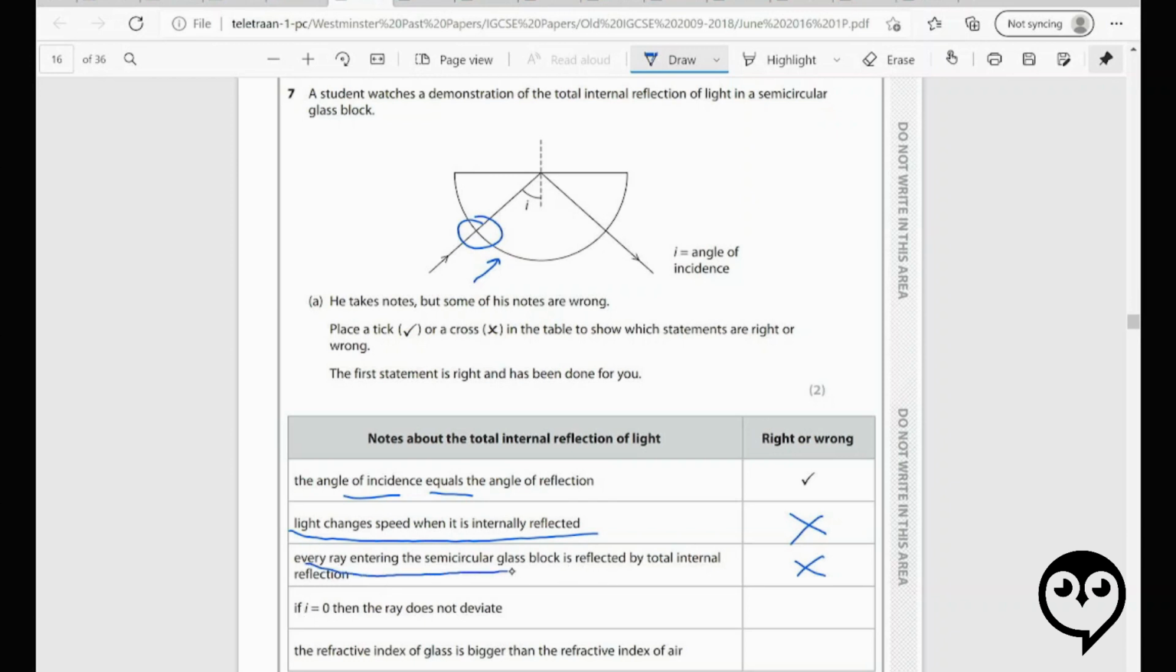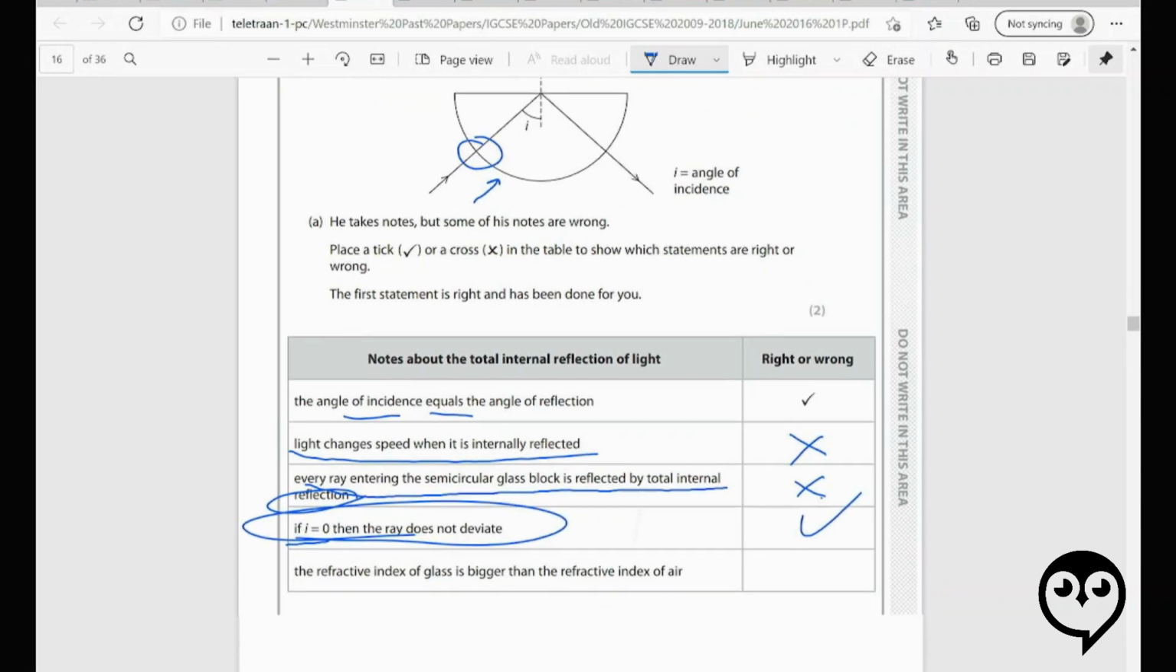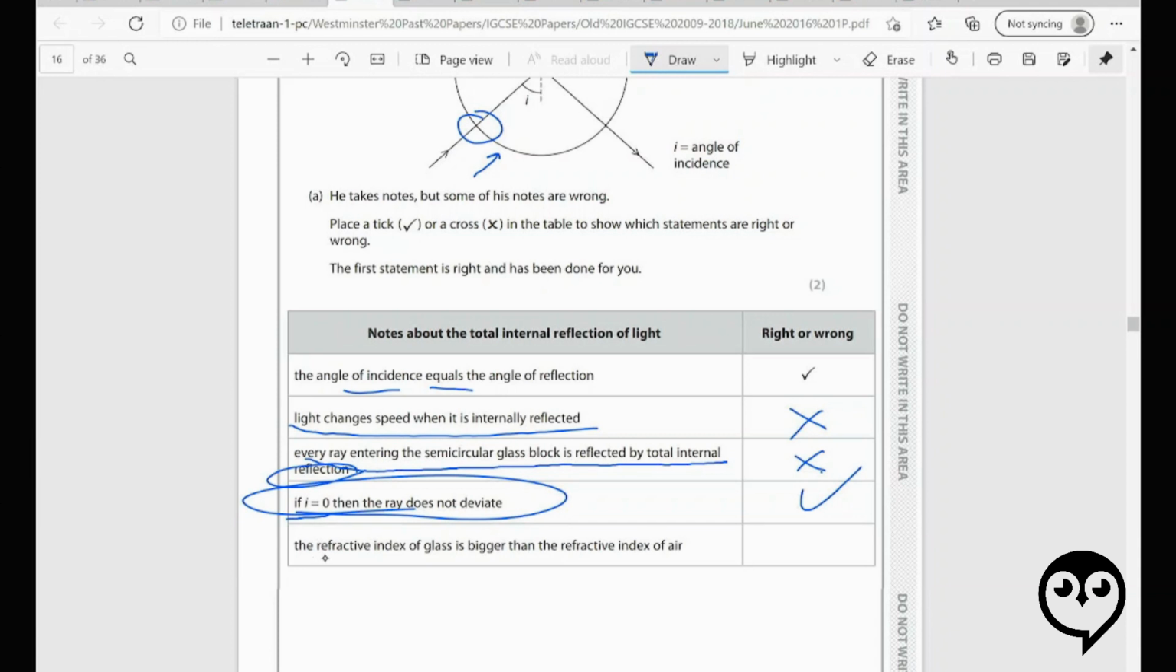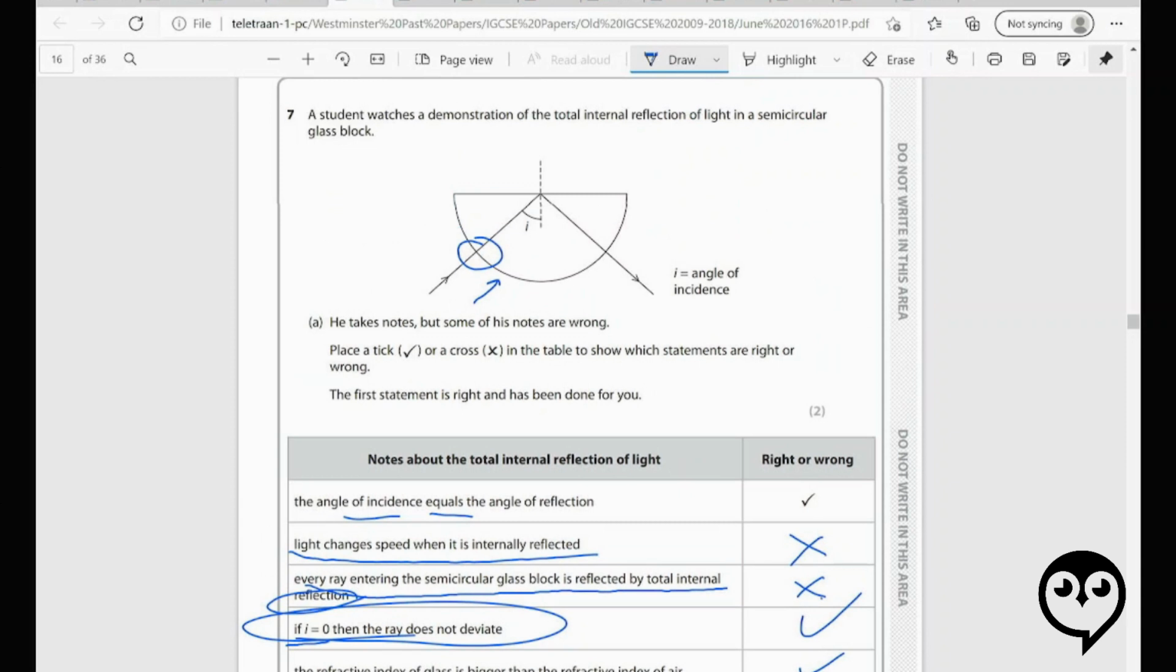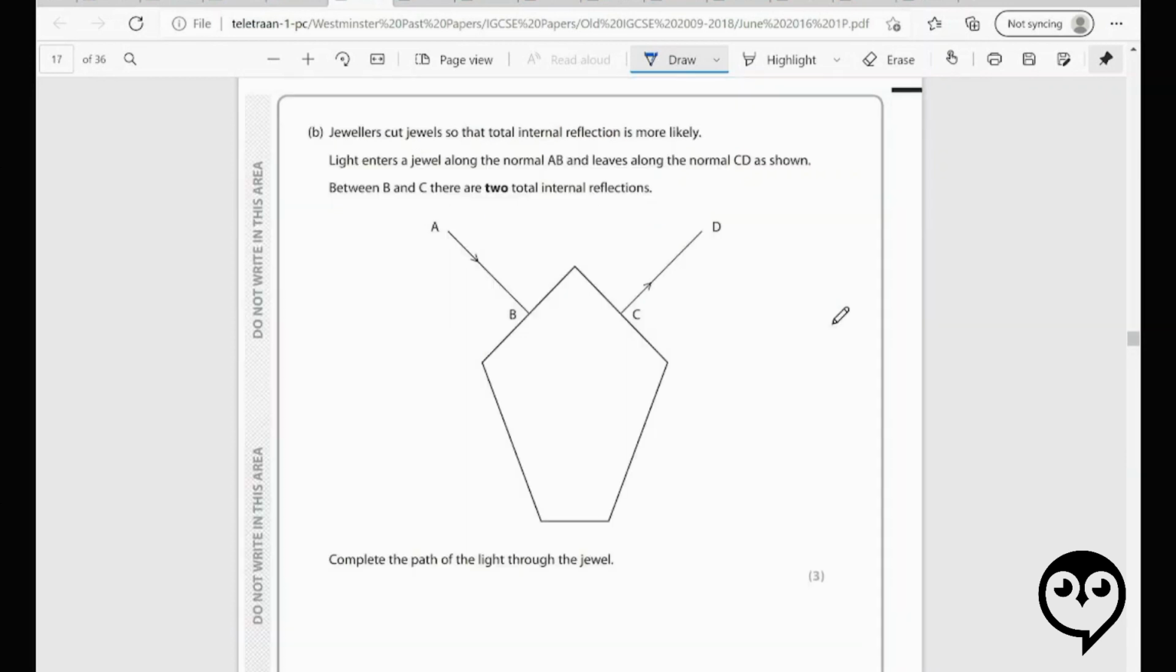Every ray entering the semicircular glass block is reflected by total internal reflection. Well, that's not true either. The angle of incidence, if it's 0, does not deviate. Yeah, that's true. We just said that. That's what I said a moment ago. And the refractive index of glass is bigger. Yes, it is. That's why we've got TIR. Jewelers cut jewels so the total internal reflection is more likely.